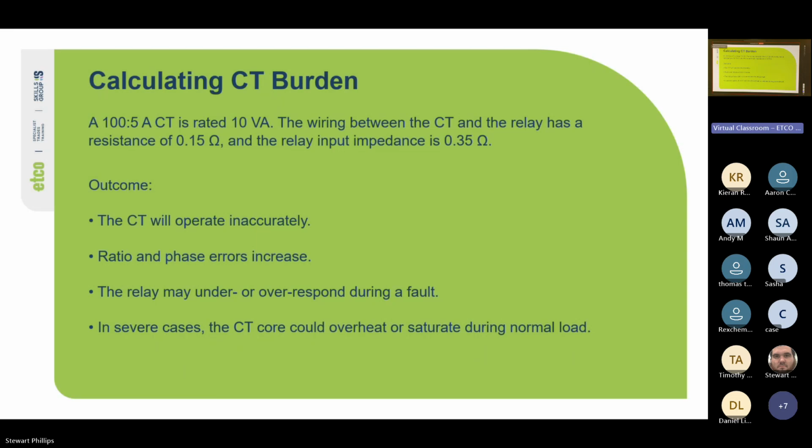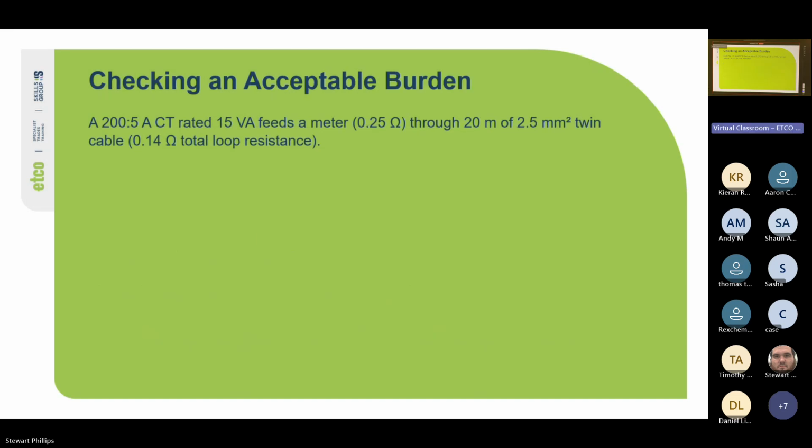The other thing we could do is shorten the wiring, because if we shorten the wiring, we decrease the resistance because there's less cable to flow through. Obviously, if that's not an option, we can use bigger wiring. Normally, the measurement CTs we use in general work will come with leads attached, and they're matched to the CT to ensure it is not overburdened.